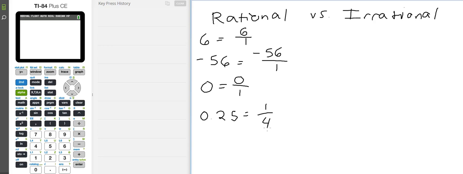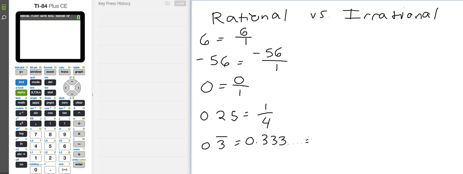Another type of decimal that can be written as a fraction is a decimal that goes on forever, like 0.3 with a bar on top. 0.3 with a bar on top is 0.3333 going on forever and ever. Even though this goes on forever and ever, it can still be written as a fraction. So a decimal that goes on forever can be written as a fraction.